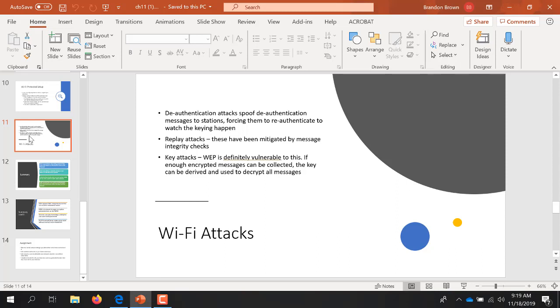A replay attack is where we basically replay information to an access point, but these have mostly been mitigated by message integrity checks at the MAC. Then there are key attacks, and WEP is definitely vulnerable to this. If enough encrypted messages can be collected, the key can then be reversed very easily.